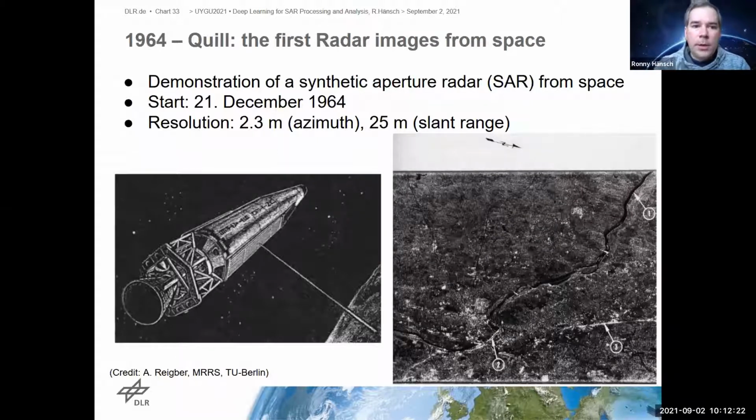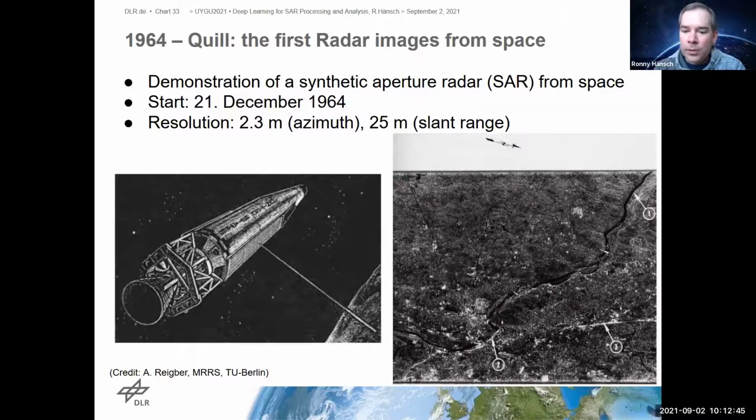Well, SAR is already quite old, right? So the first spaceborne SAR is from the mid-60s. Of course, here the resolution was not so good, right? It was 2.3 meters in azimuth. That is all right, because you have this really long antenna, right? So the synthetic aperture, but it was only 25 meters in slant range. And of course, from there, we improved a lot, right?